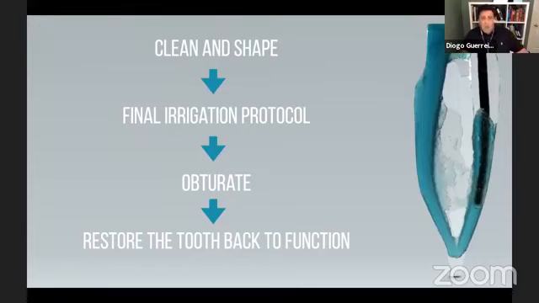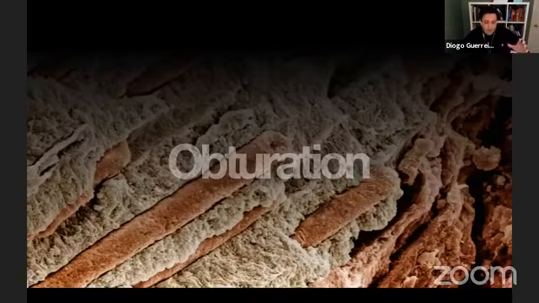So before going to obturation, the important sequence is: cleaning and shaping the root canal the best we can, doing a final irrigation protocol, drying the canals, obturating the space, and then restoring the tooth back to function. Talking specifically about obturation, and sorry if I'm going too fast, trying to get into the time limit, and obviously open to any questions at the end.